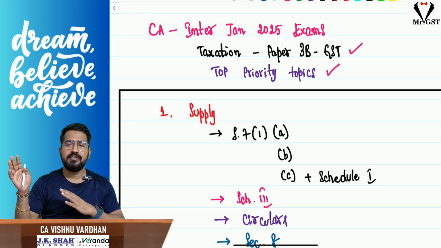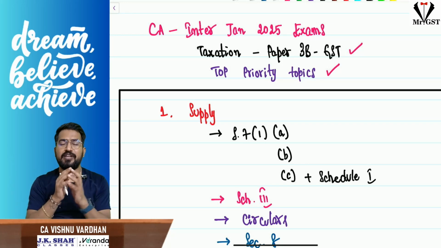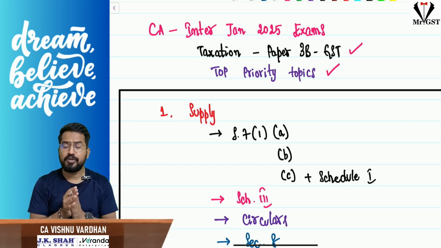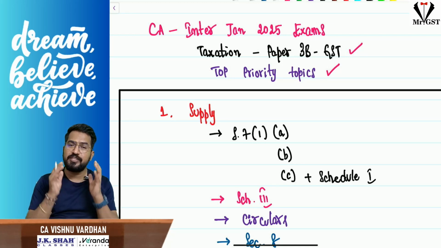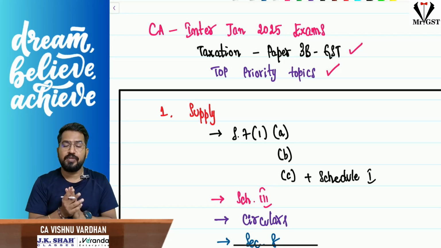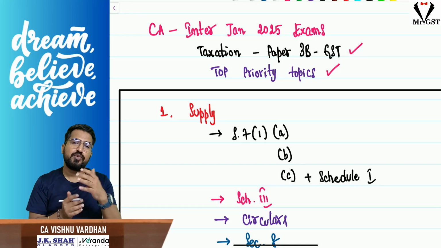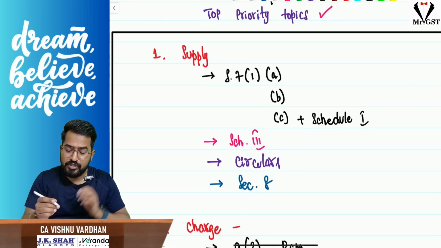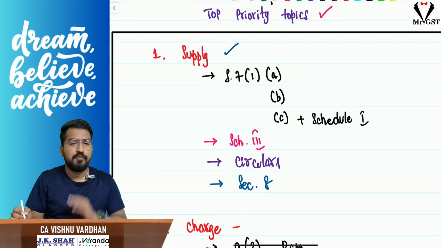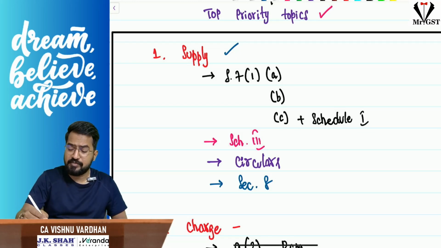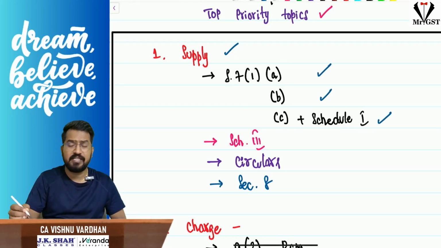Now coming to the top priority topics, I don't say important, but top priority topics which you should definitely be very much focused and thorough with. So chapter wise I have given here, so let us go into that. First, coming to chapter supply, section 7 subsection 1 clause A, clause B, clause C read along with schedule 1 and schedule 3.